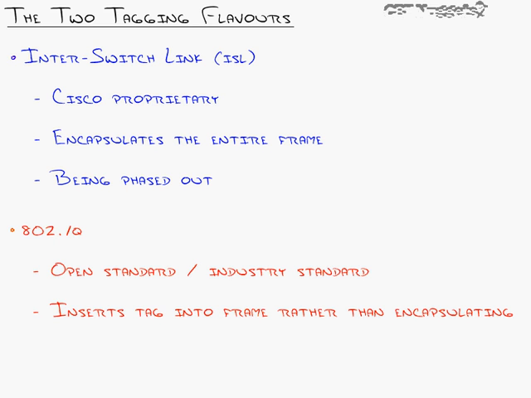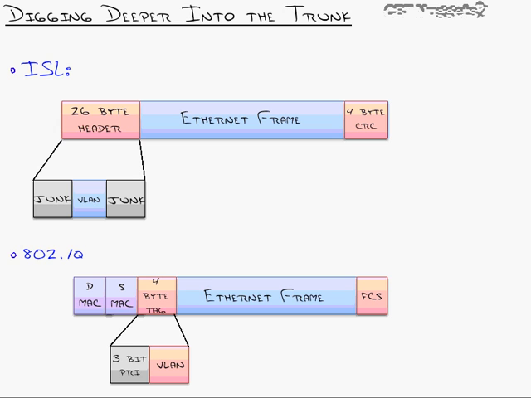Matter of fact, if you buy a brand new 2950 switch, you don't even have the option to do ISL anymore. It just does .1q. Some of the bigger switches like a 3500 or 3750 or 6500, those kind of switches, still support both languages, so it can kind of bridge in the legacy technology. Let me dig a little deeper into the standards and show you just how much better 802.1q is.